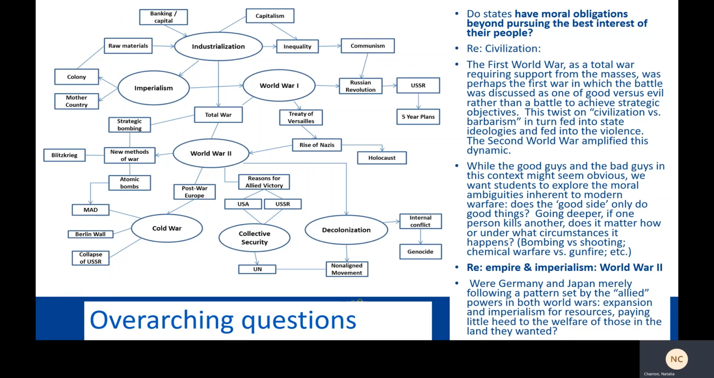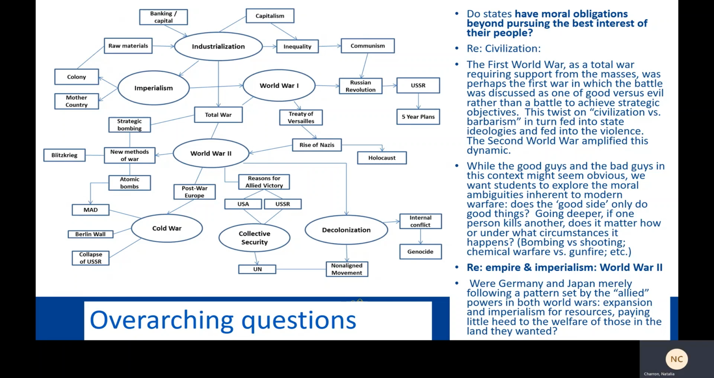The Second World War amplified and was the tragic consequence of these dynamics. While the good guys and the bad guys in this context might seem obvious, we want students to explore the moral ambiguities inherent to modern warfare. Good and evil aren't so clear-cut as they seem if you really dig into the details. Does the good side only do good things? Going deeper, if one person kills another, does it matter how or under what circumstances it happens? Bombing versus shooting, chemical warfare versus gunfire, and how do you draw those lines?